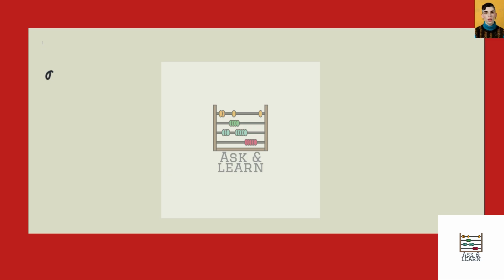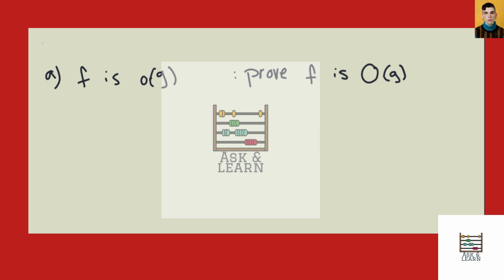Okay, so for part A, we are given that f is little o of g, right, where f and g are functions, and we want to prove that f is big O of g. Well, since f is little o of g, we know that the limit as x goes to infinity of the ratio of f and g must be equal to 0 by definition.